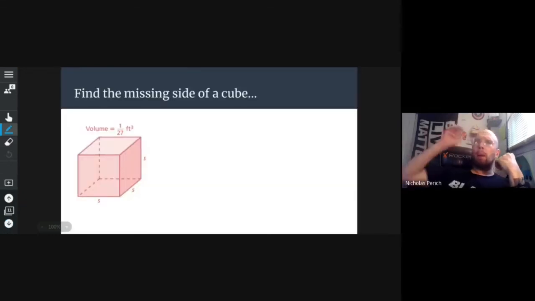I don't know if you remember, but a couple days ago, we did finding the missing side of a square. And the way we did that is we took the square root of the area. Similarly, to find the volume, we're going to take the cube root of the volume to find the missing side of a cube. So to find the missing side of a cube, you take the cube root of the volume.